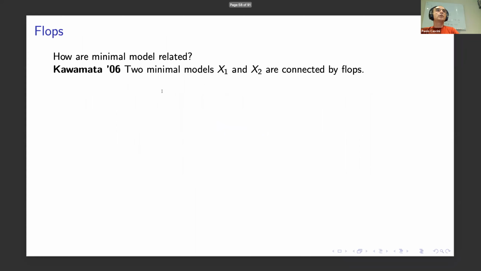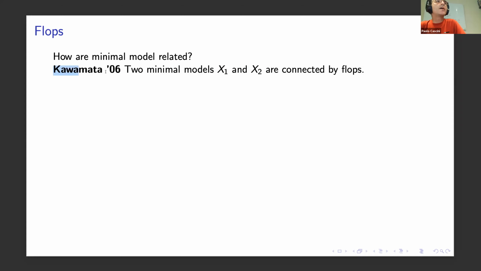Okay, so unless there are any questions, I will start talking about how two minimal models are related. And why do I care? Well, first of all, I think it's quite an interesting question by itself: how minimal models are related to each other. But also, more importantly, if we want to construct a moduli functor, we need to somehow understand canonical models. And if, as I said, canonical models might not exist, at least we can ask ourselves how two minimal models are related.